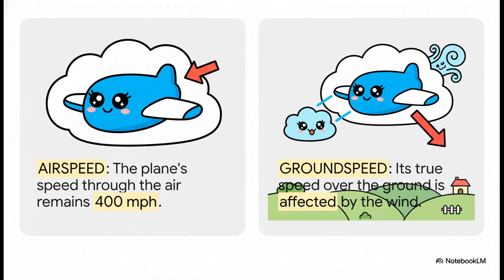See, the plane's engines are definitely pushing it through the air at 400 miles per hour. That's its airspeed, and that part doesn't change. But the wind is moving the entire chunk of air that the plane is flying in. So its speed relative to the ground, what pilots call its ground speed, that is the resultant vector of the plane's own thrust and the wind's push.